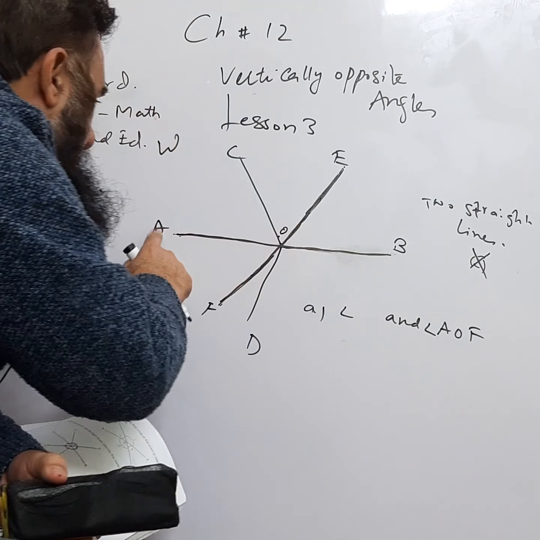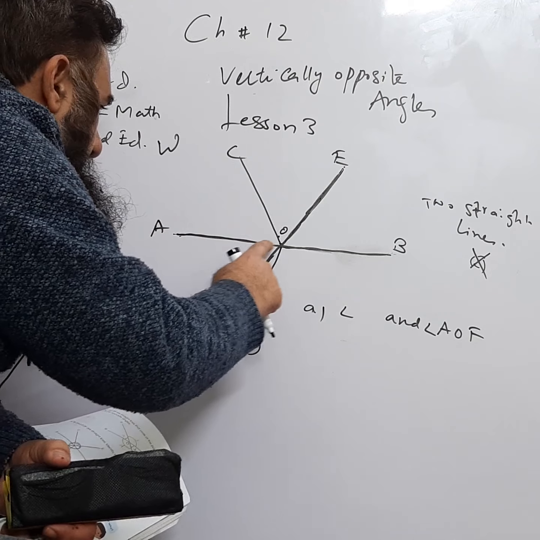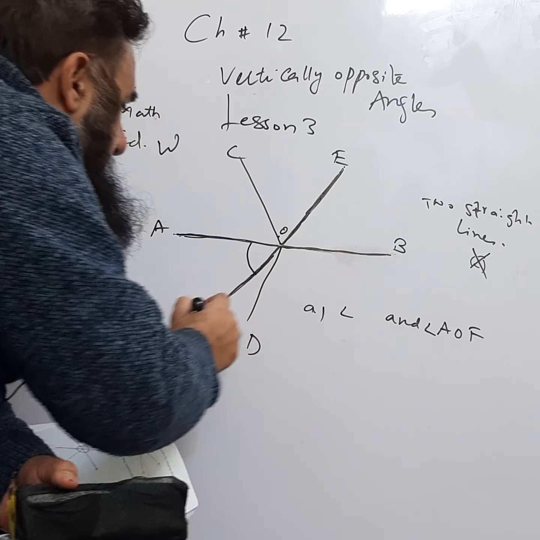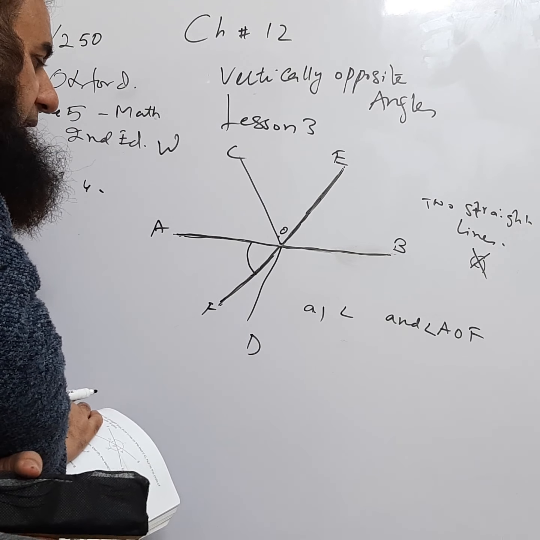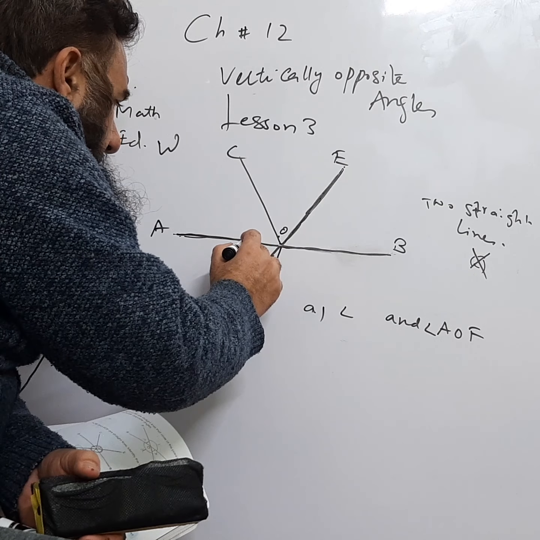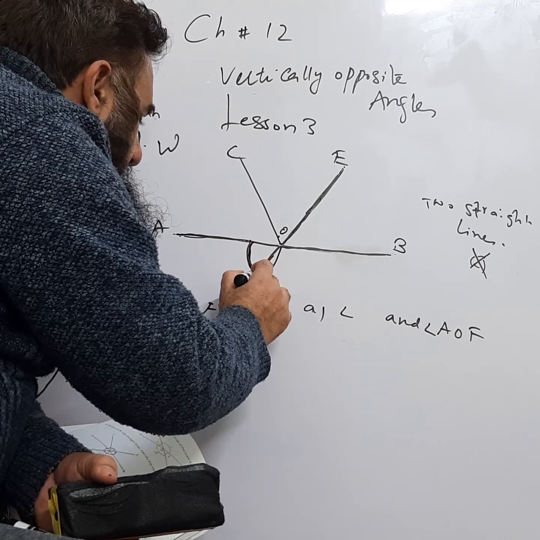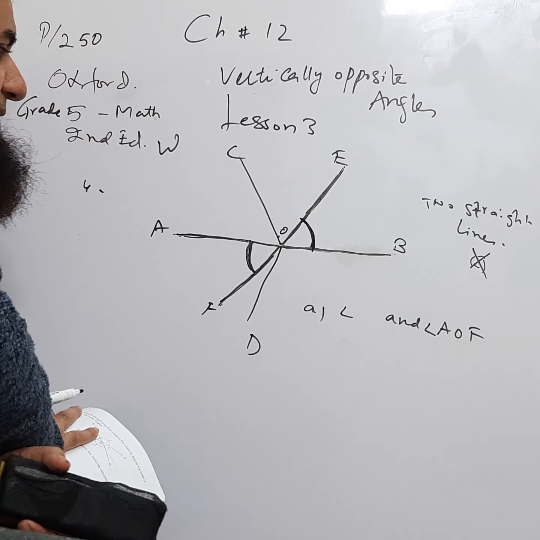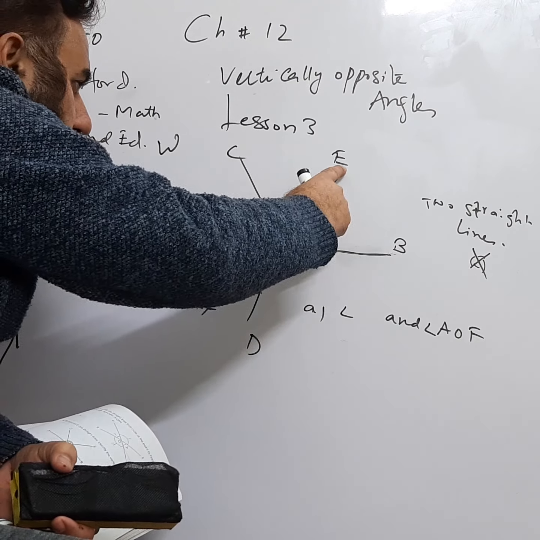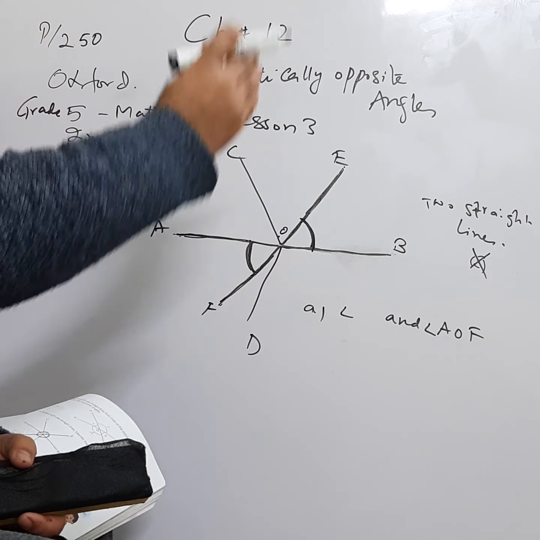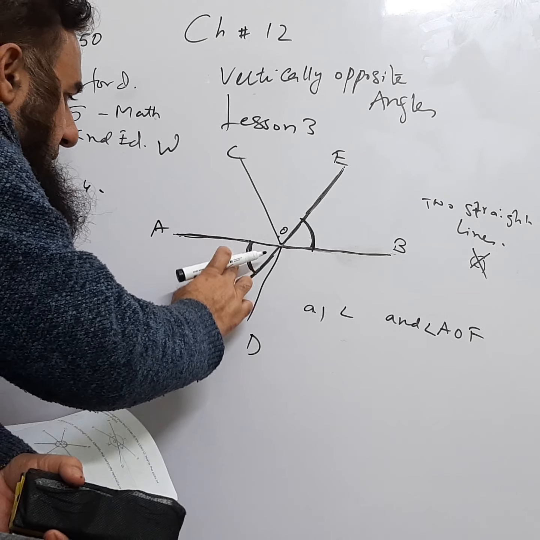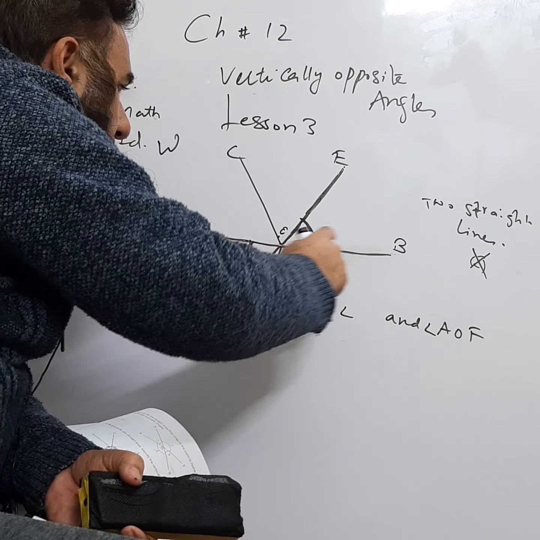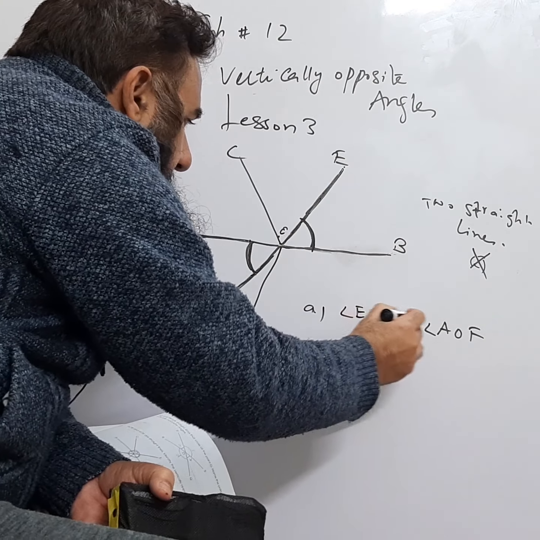Which one is AOF? AOF, this one. So these are the dark lines, this one and this one. These are making X, okay. These are crossing like X, okay, straight lines. So we know that this angle and this angle, these are equal because they are opposite, okay. Because these two lines are straight lines and they are making an X, okay. So this angle is equal to this angle, means AOF is equal to EOB. So this is EOB and this one is equal.